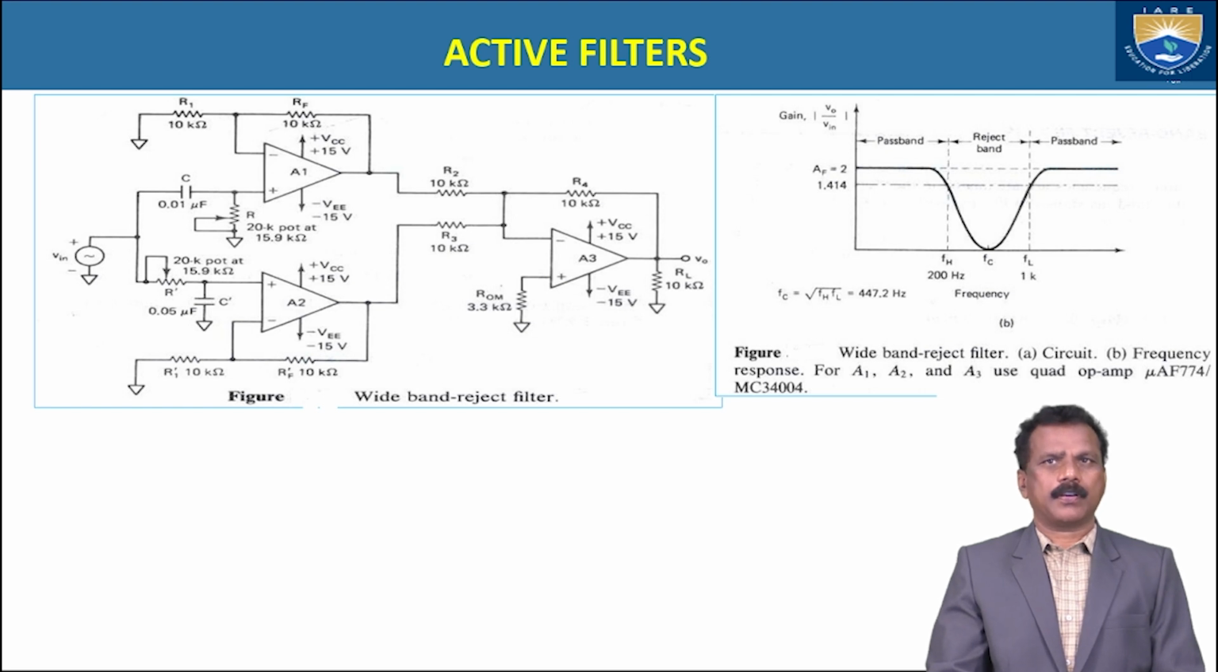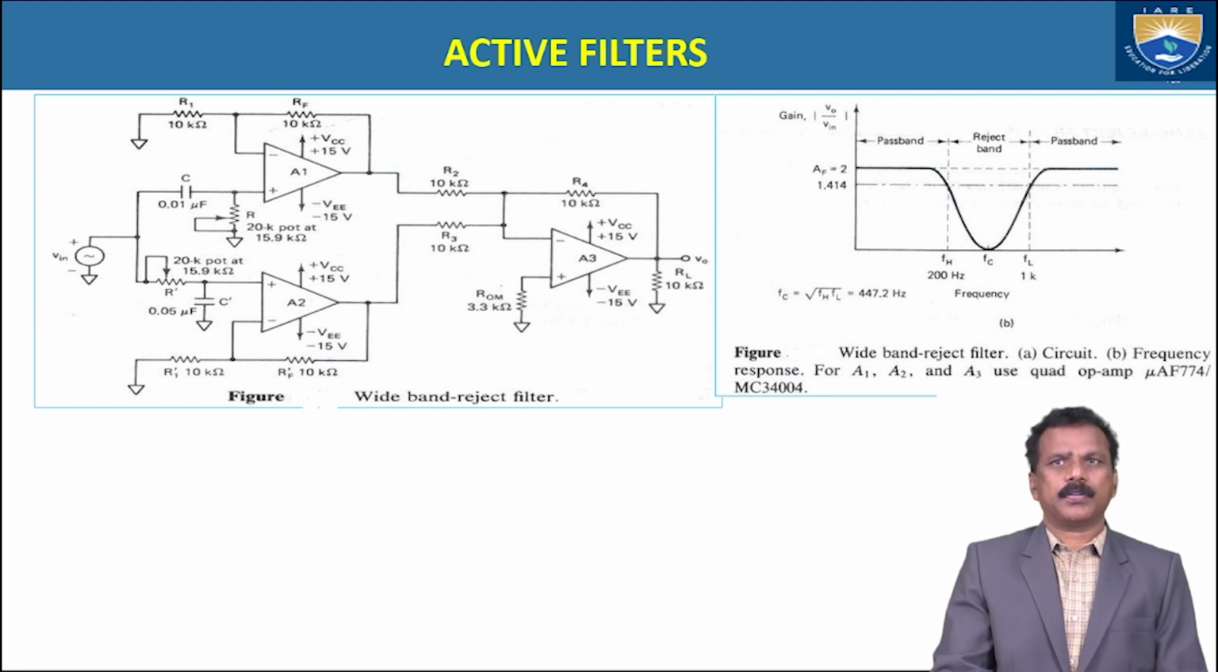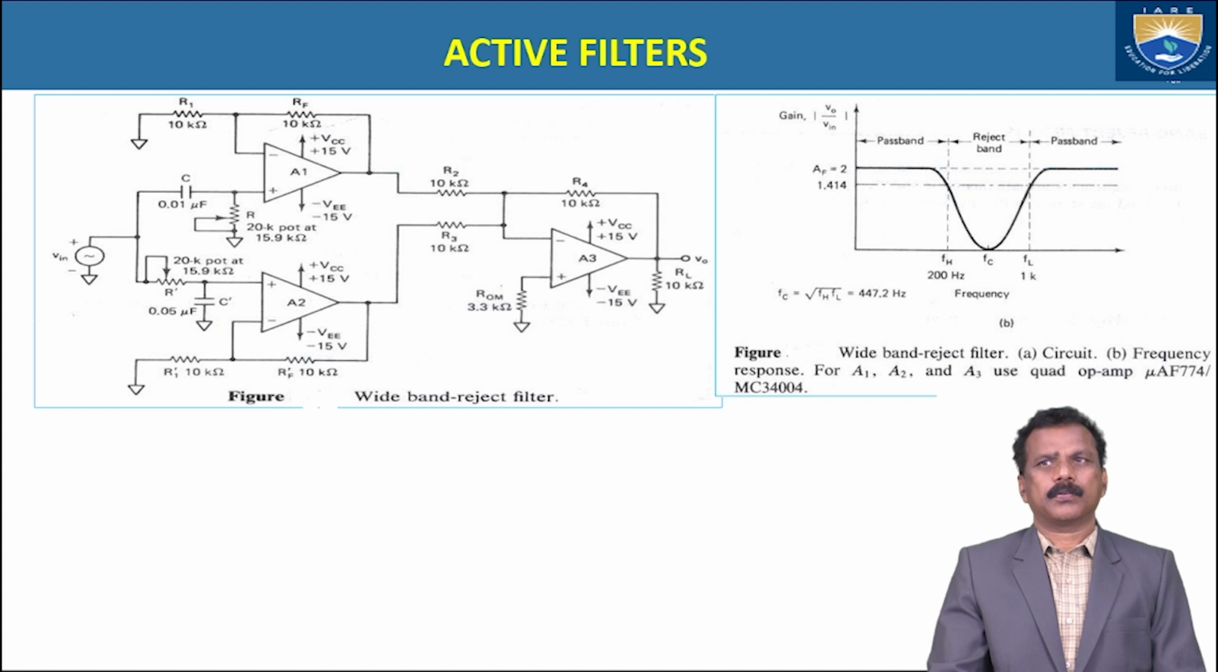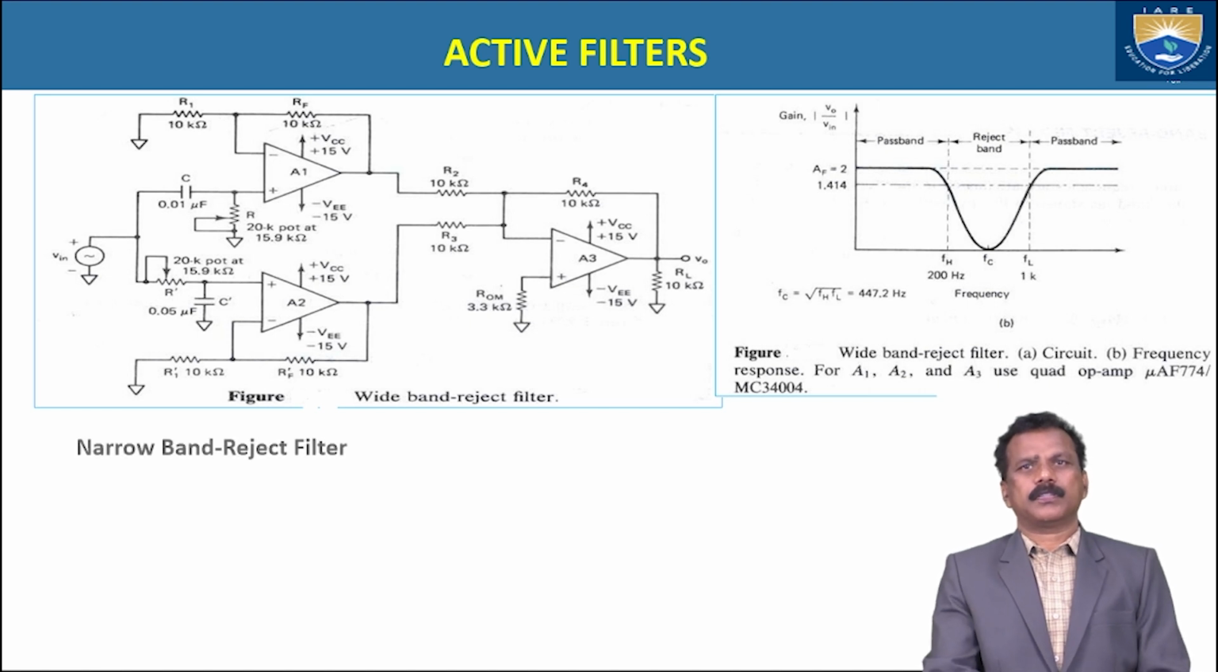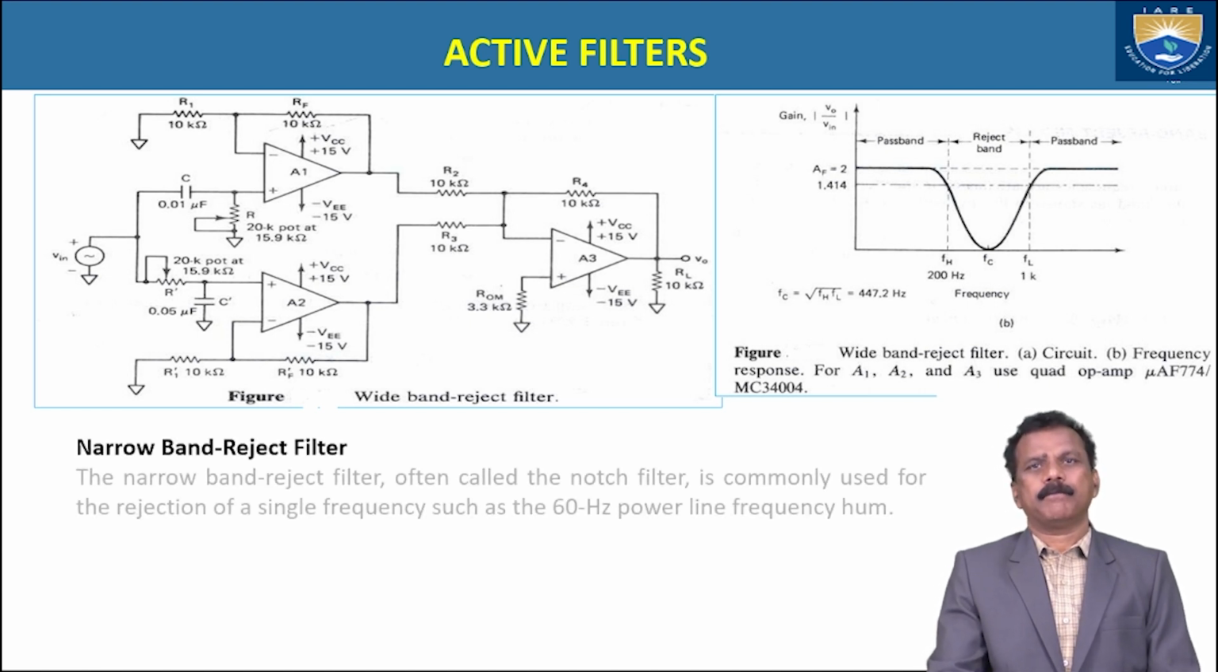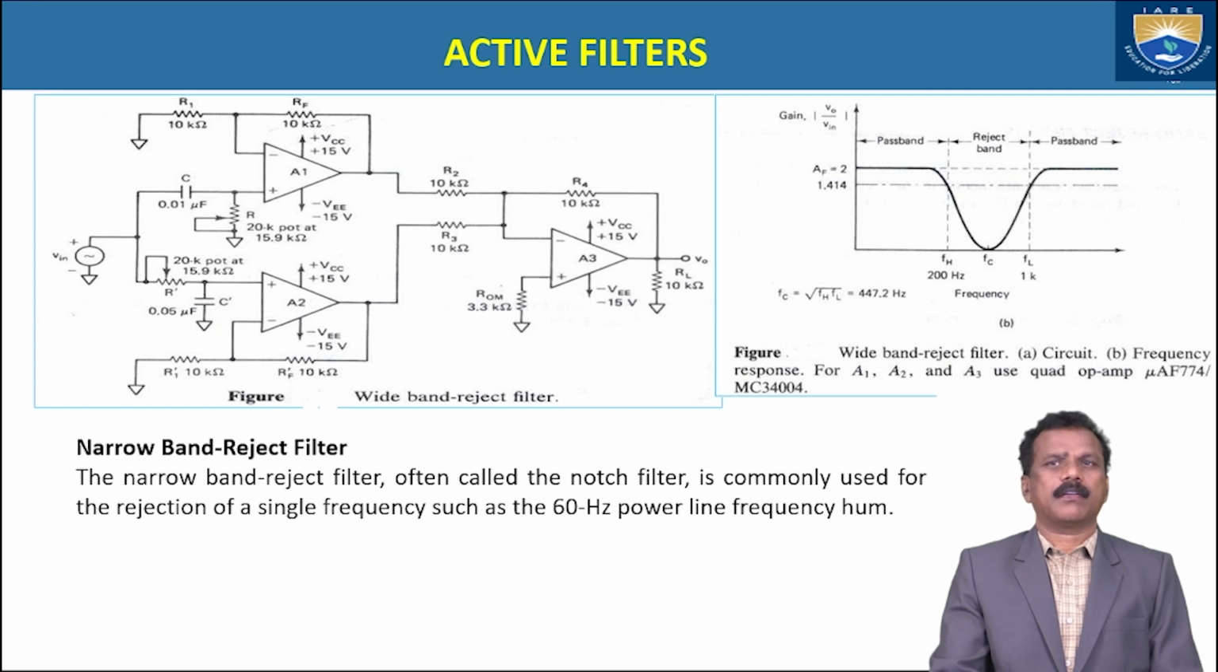How many op-amps are required here? A1, A2, and A3. Now, with reference to the narrowband rejection filter, often called the notch filter, it is commonly used for the rejection of a single frequency such as the 60 Hz power line frequency.